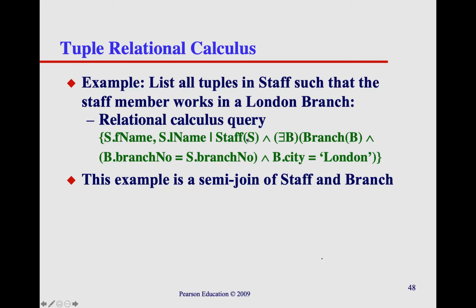And here's the way we do it. There's staff S, and there exists a branch B, such that the branch number matches the staff's branch number, and the branch's city is equal to London. So that's an example of a semi-join implemented essentially using a subquery.